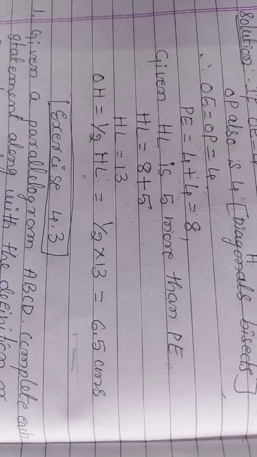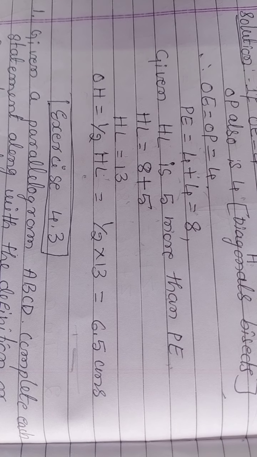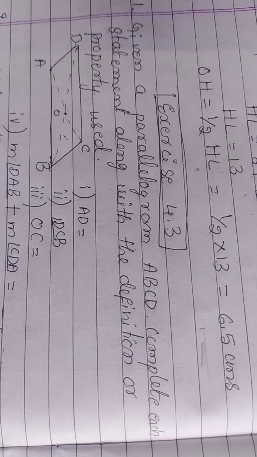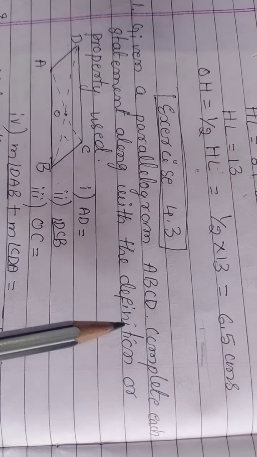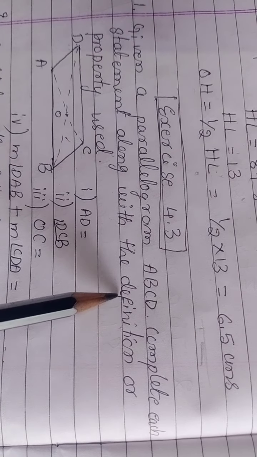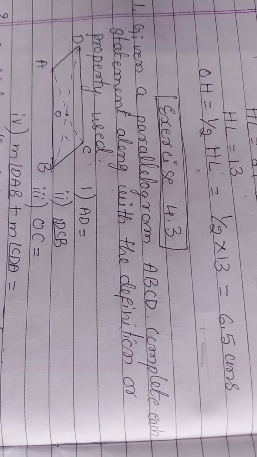Okay children. This is the way you can find the sides and diagonals also. Now let us move to the exercise. Exercise problems few I will solve. Remaining you have to solve, children. In the first one, a parallelogram ABCD is given. Complete each statement along with the definition or a property used, they are saying.